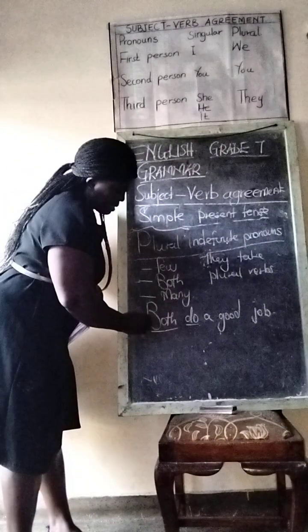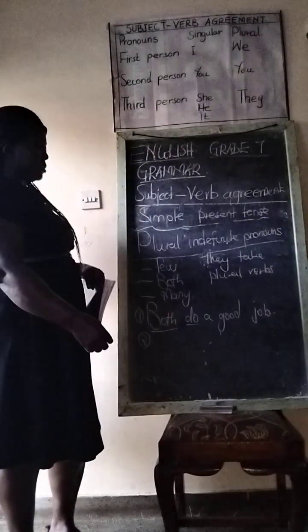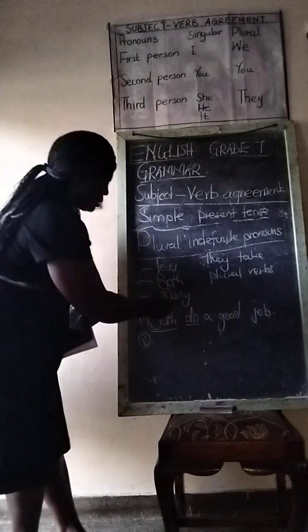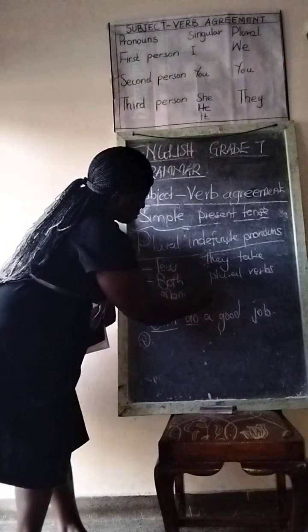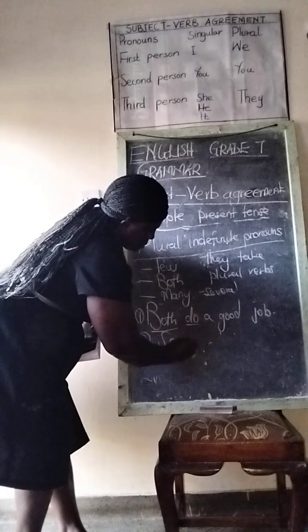Write your other example. Example 1. You can even talk of many or several. We also have several here. You can also say several girls.